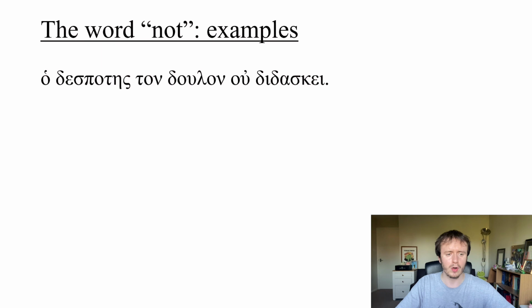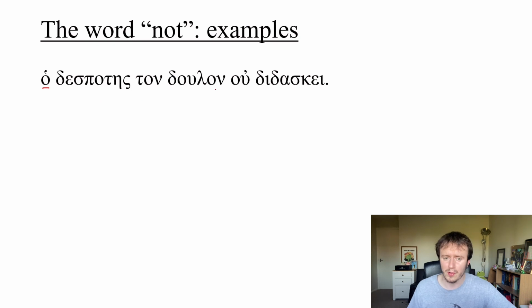Here is the sentence "Ho despotes ton doulon ou didaske." This is a beloved sentence of ours, but with a plot twist. Namely, it has the word ou before the verb didaske. So to go through it, the master is the subject. We know that from the definite article. So the master's doing the action. And the action is didaske, namely, he, she, it teaches. And we know who the he, she, it is because we've been told it's the master. The master's in the nominative case.